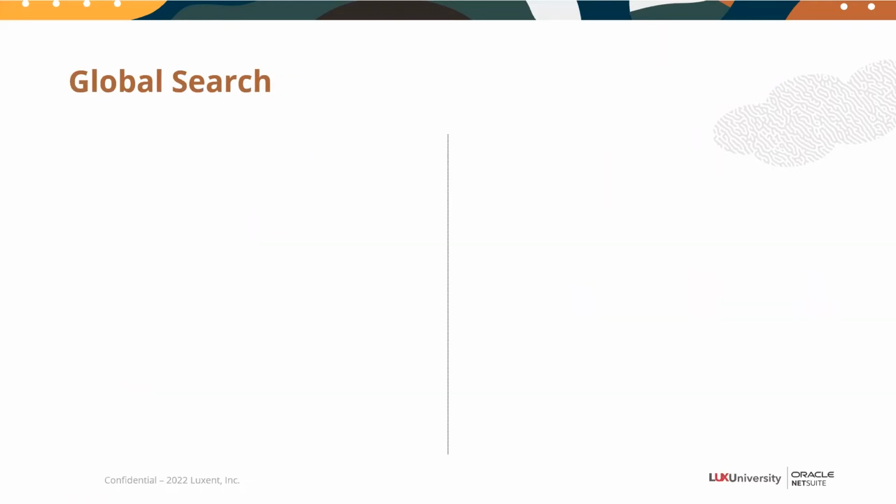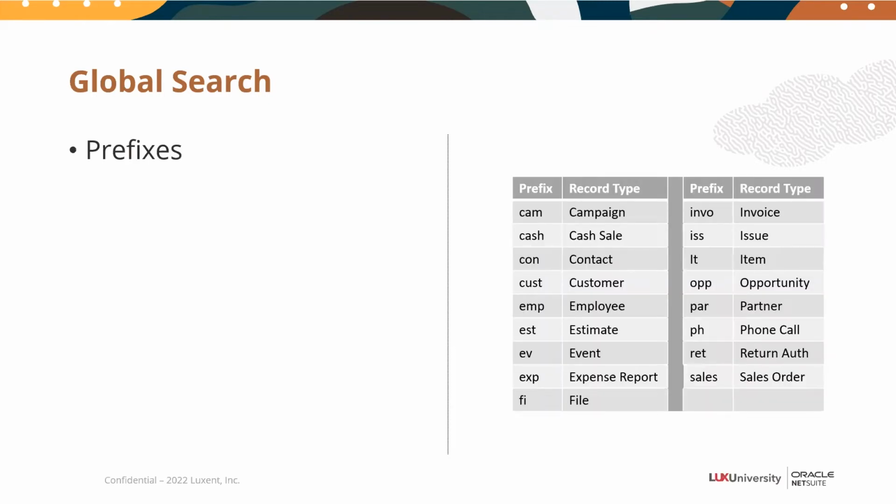So getting to your data within NetSuite, especially as the amount of data grows, can sometimes feel challenging. And the global search is a powerful tool, but there are ways that you can make it work better for you. And so that's what we want to talk about today. So one of the things that you may be already familiar with, but are prefixes. So these are ways to limit your search to a record type by putting a prefix and then a colon. And these are based on the record type of what you're looking for.